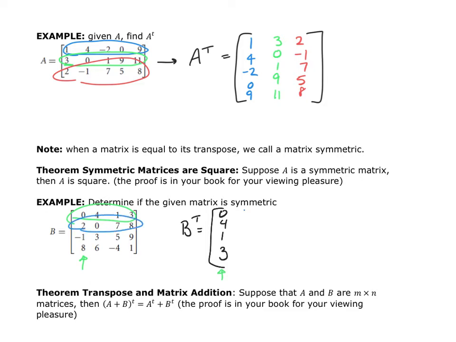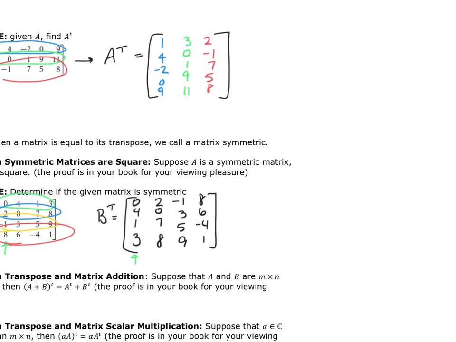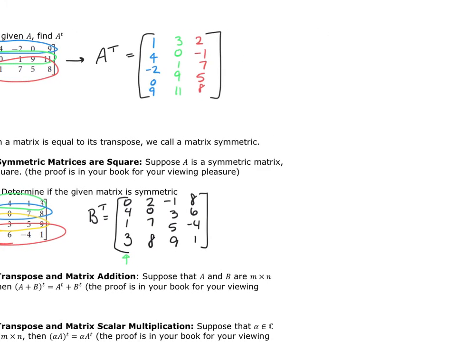The next column is going to be 2, 0, 7, and 8. The next column in the transpose is going to be negative 1, 3, 5, and 9. And of course my last column is going to be 8, 6, negative 4, and 1. In this case, B transpose is not the same as what I started out with, so it's not symmetric. Let's give an example in which we do have symmetry.